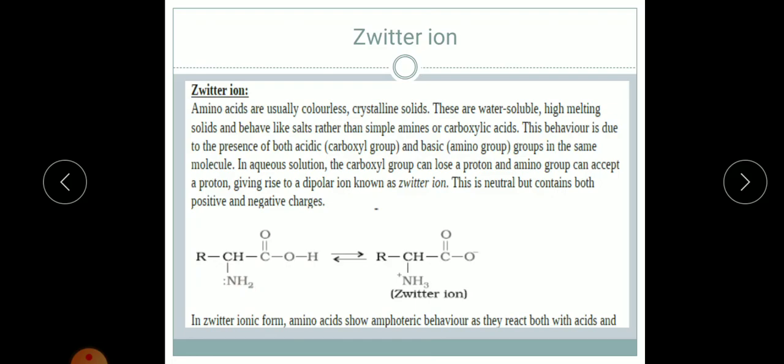While doing this, this will become a negative ion and this will become a positive ion, and because of these two charges generated on the amino acid, the carboxyl group can lose a proton and the amino group can accept a proton, giving rise to a dipolar ion. Dipolar means we have two ions, so this is known as a zwitterion. This is neutral since it contains both positive and negative charge. In zwitterionic form, amino acids show amphoteric behavior as they react with both acid and base.